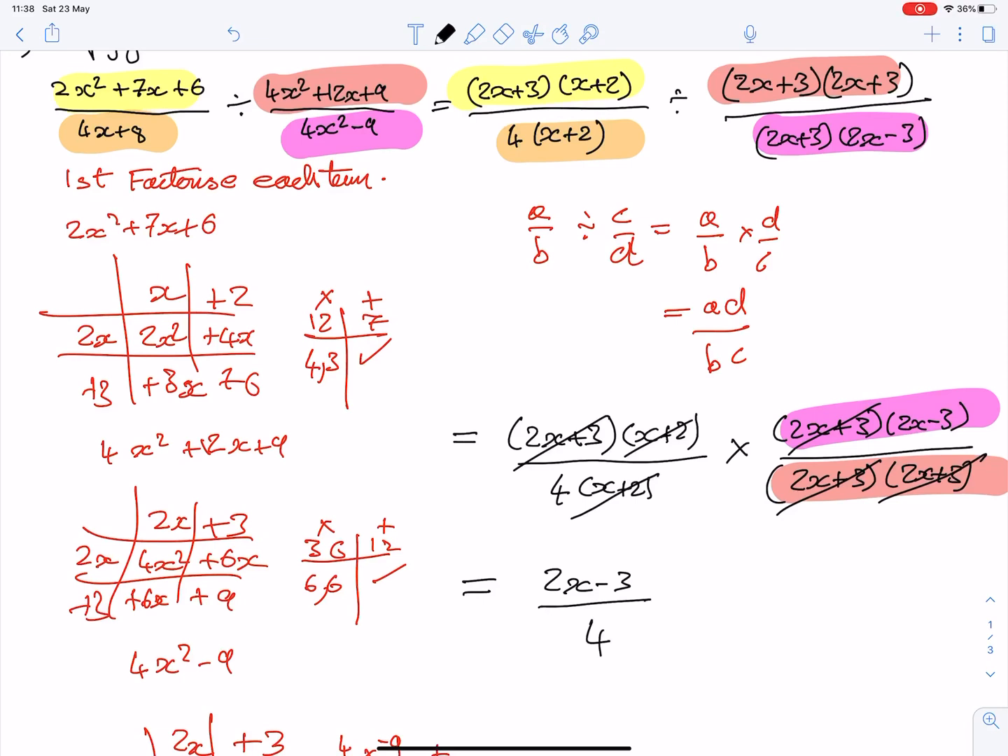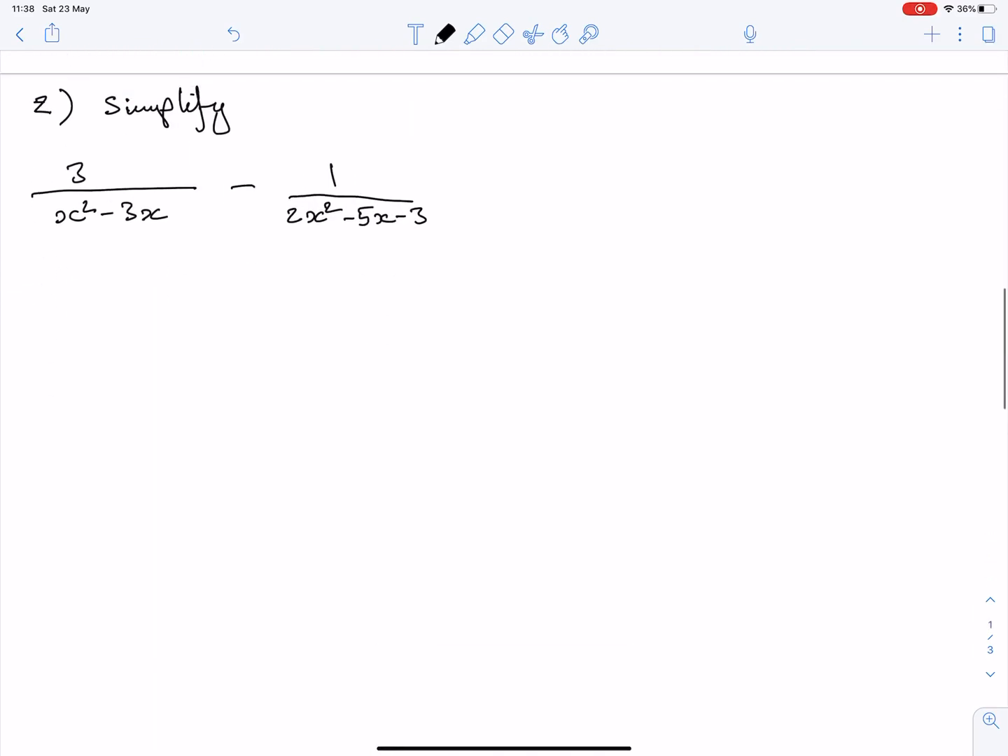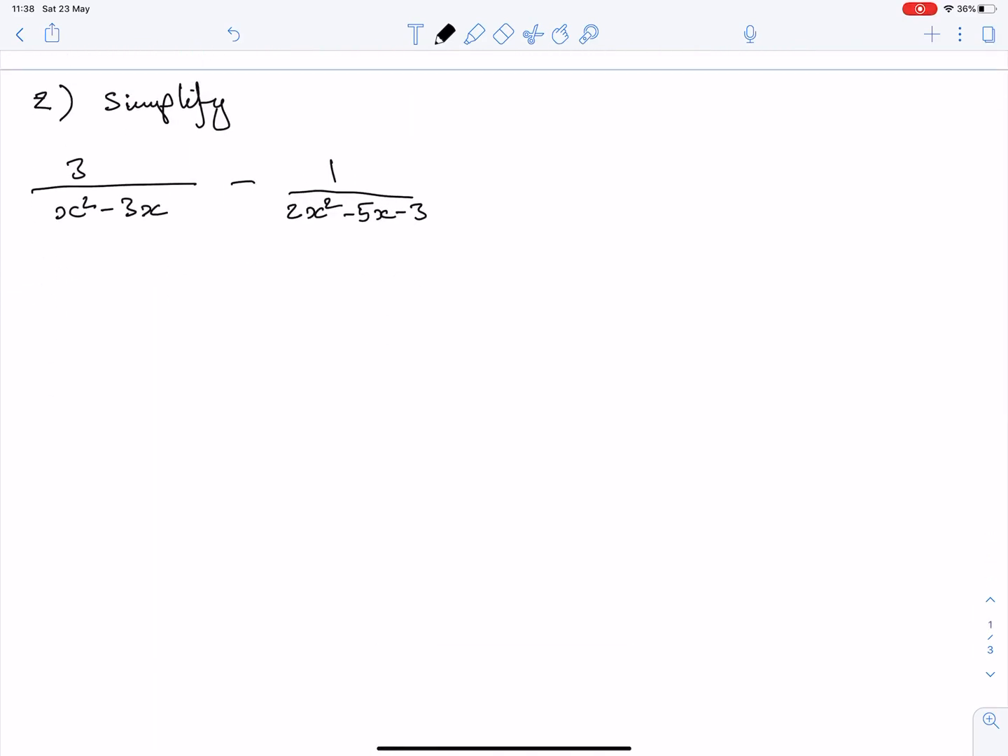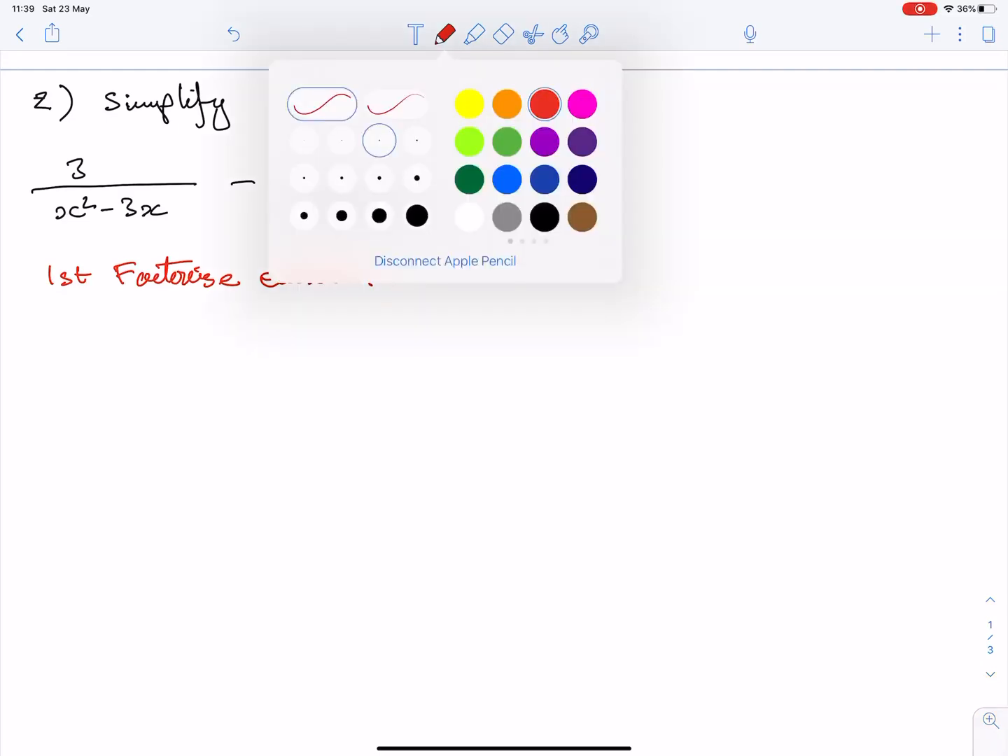Okay, moving on to our second starter question. Simplify 3 over (x squared minus 3x) minus 1 over (2x squared minus 5x minus 3). So, remember, key thought, first factorise. Just in case you hadn't remembered that. Yeah, so first factorise each term. Okay, have a go at that and then turn the clip on again and watch the rest of it and check you've got it right.